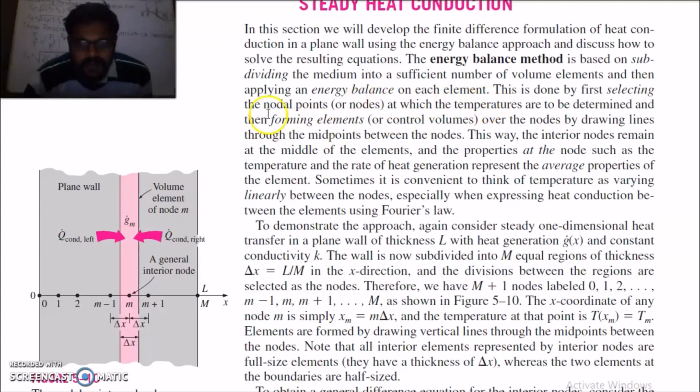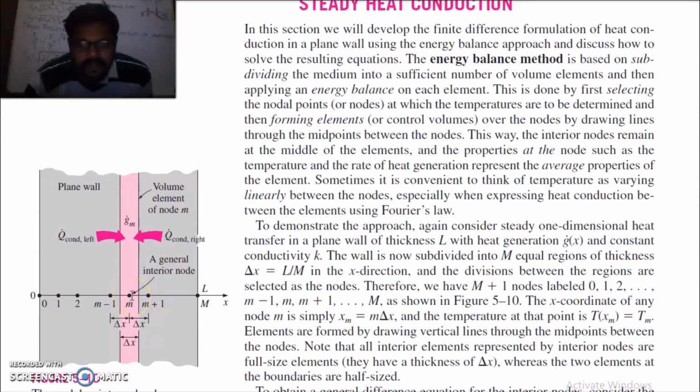This is done by first selecting the nodal points or nodes at which the temperatures are to be defined, and forming elements or control volumes over the nodes by drawing lines through the midpoints between the nodes. So this is your midpoint here. So this is your volume element of the node m. This way the interior nodes remain at the middle of the element, and the properties at the nodes, such as temperature and the rate of heat generation, represent the average property of the element. So this is a general interior node.